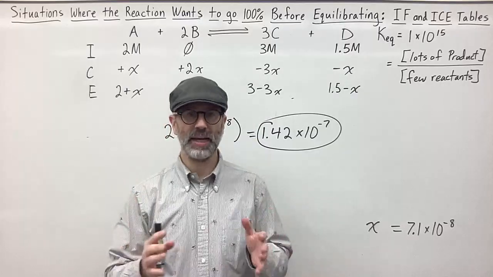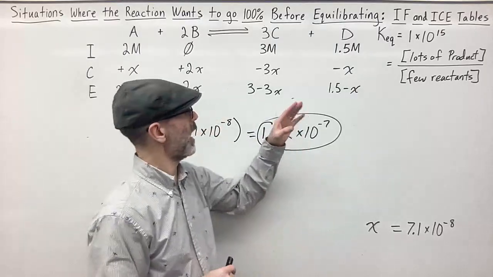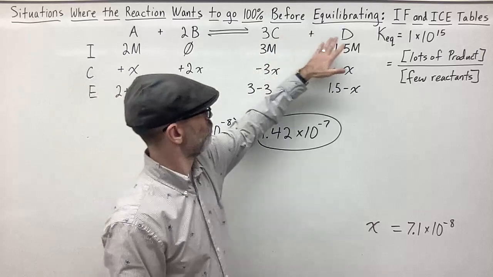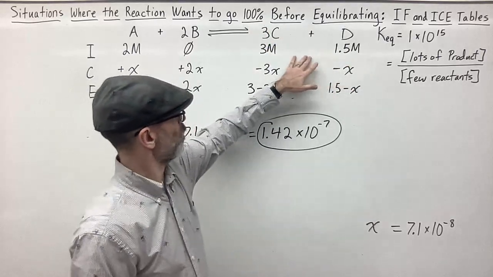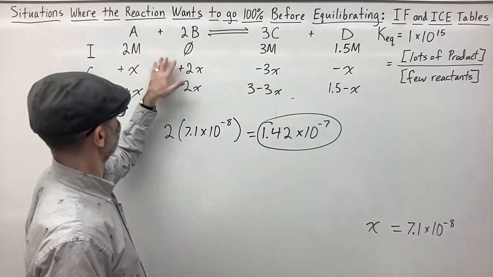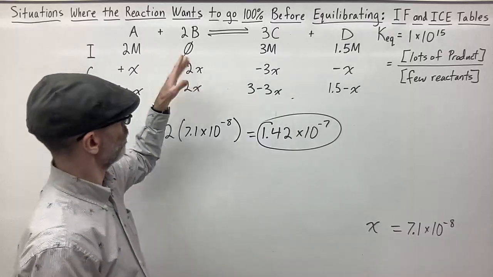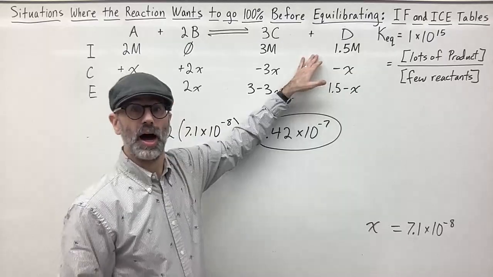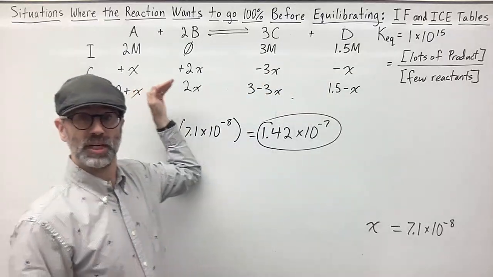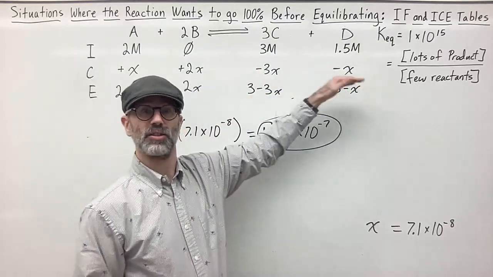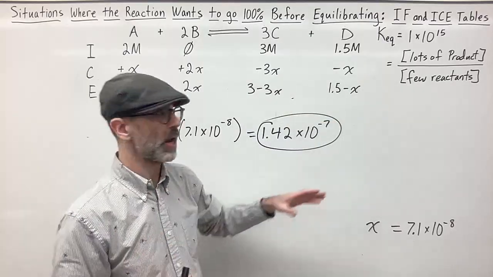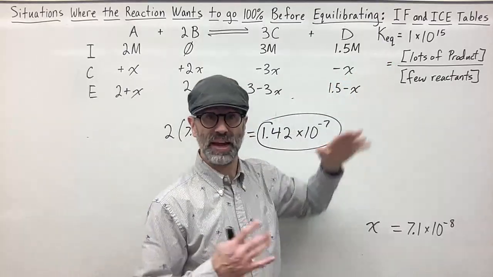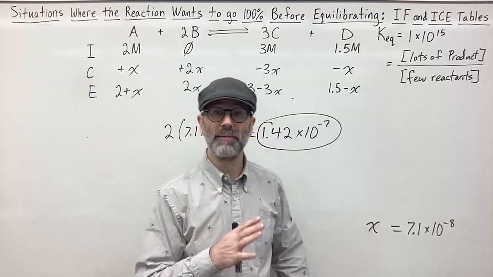So again, in this situation, we had a lot of product, and we had also zero reactant, or no, I'm sorry, we had zero product to begin with, but it was going to go in towards the product in a very large way because the equilibrium favors the product. But you could also have it in the other way, right?